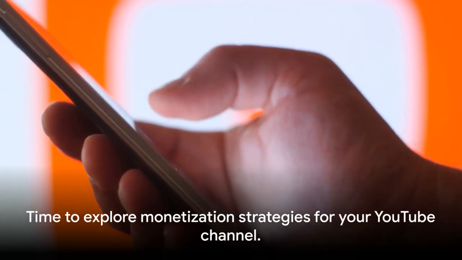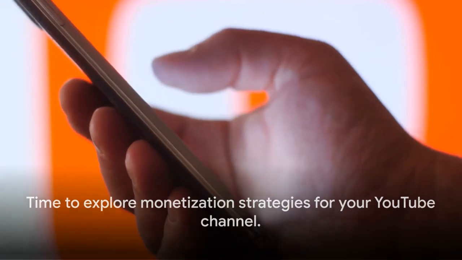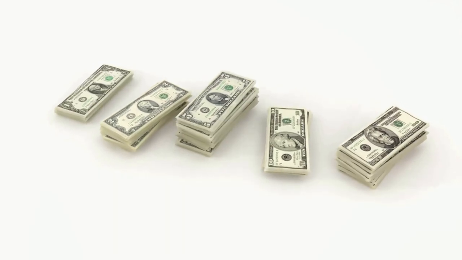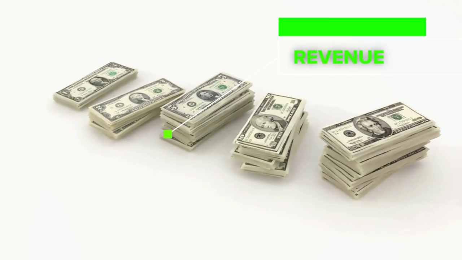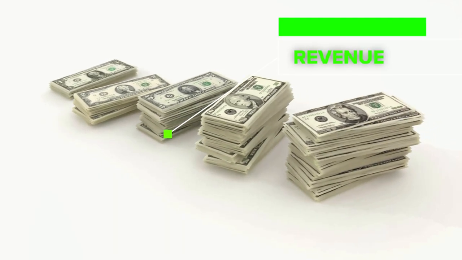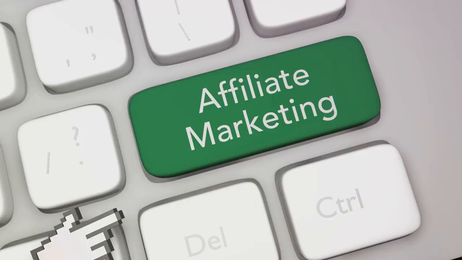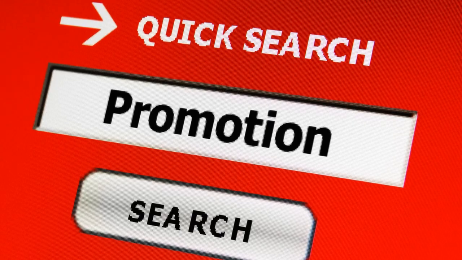With your channel growing steadily, it's time to explore monetization strategies. With a growing audience, monetization is the next step on your YouTube automation journey. It's time to turn those views into revenue. The most common method is through AdSense, where you make money from ads displayed on your videos. However, it's not the only way.